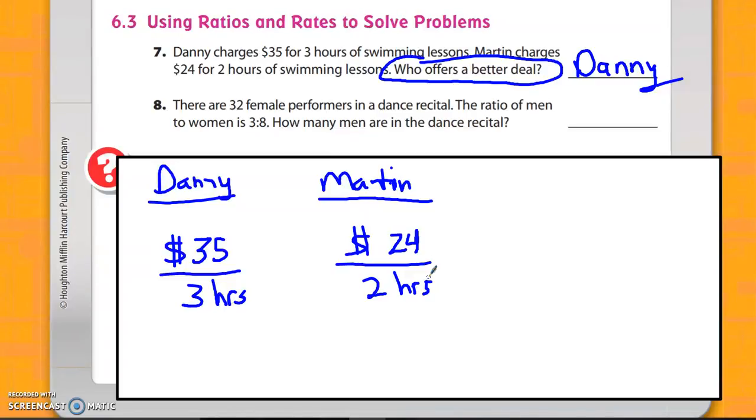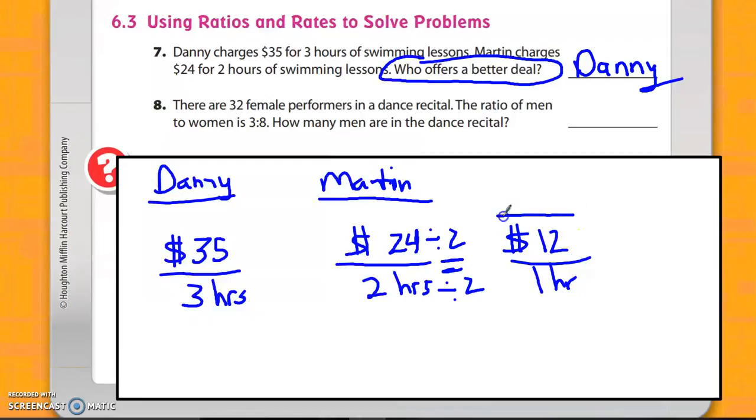Check this out. If you said to yourself, I need to figure out how much Martin charges per 1 hour, if you divide these by 2, you get 1 hour. And if you divide his wage by 2, you get $12. How much does Martin charge? $12 per hour. Now, it's not quite as easy with Danny.